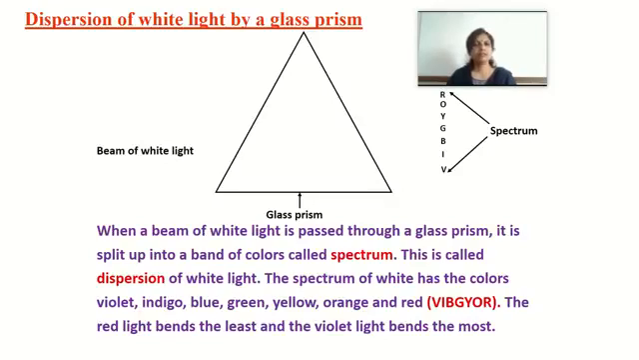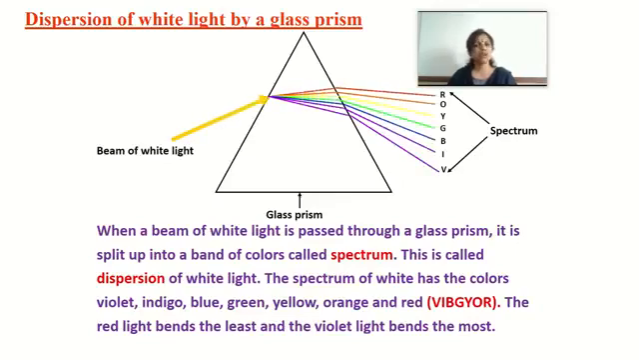This is a glass prism which is drawn by a triangle, and when a beam of white light falls on the refracting surface of the glass prism like this, it splits into 7 constituent colors. And this phenomenon of splitting of white light into 7 constituent colors is called dispersion of white light. The band of 7 colors is called a spectrum.